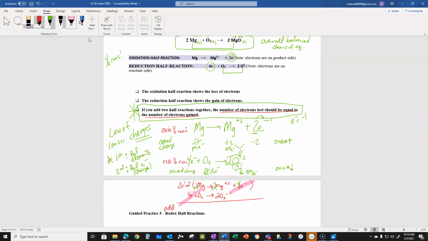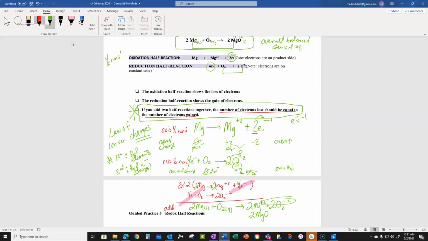And now everything comes together, what's left over. So I have this 2 magnesium solid, and it reacts with that oxygen gas, and then I get 2 Mg plus 2, and then I get this 2 oxygen negative 2. Well, look at that product right there, ladies and gentlemen. Mg and O, they came together and made a bond called 2MgO.